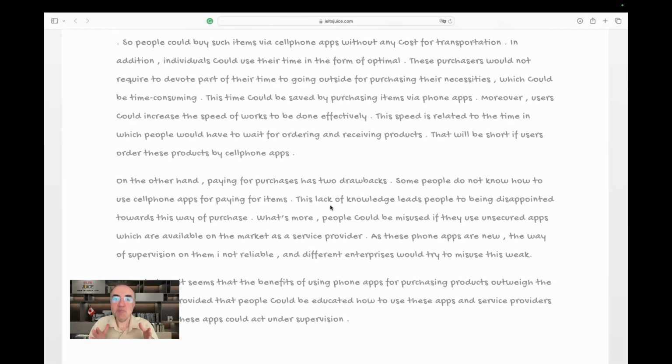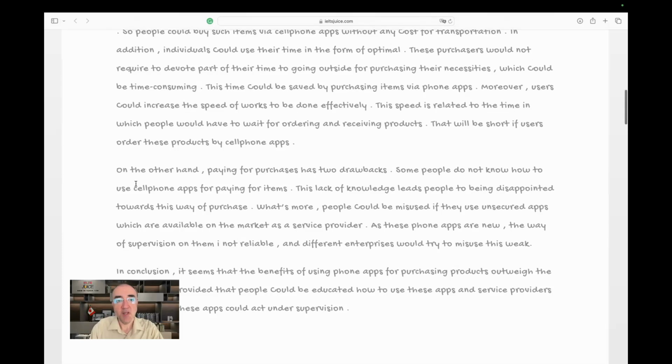Subconsciously, I am now convinced that the writer has done a very good job in convincing me that the advantages are more than disadvantages. I'm happy with it. So let me continue reading the second body paragraph. On the other hand, paying for purchases has two drawbacks. Oh, good. The advantages part had several benefits, but the disadvantage part has only two drawbacks.